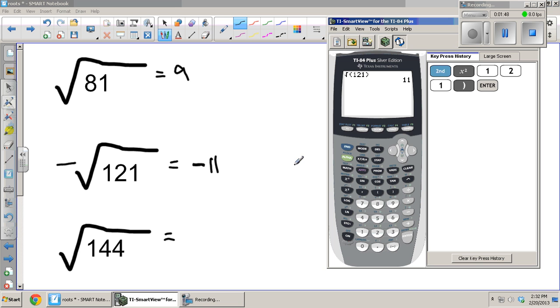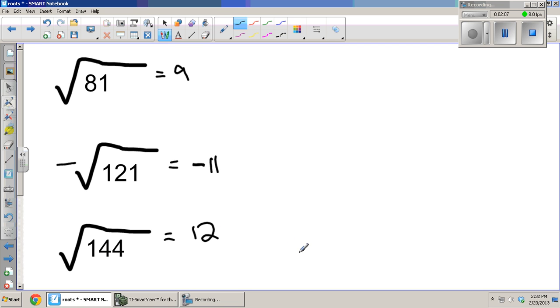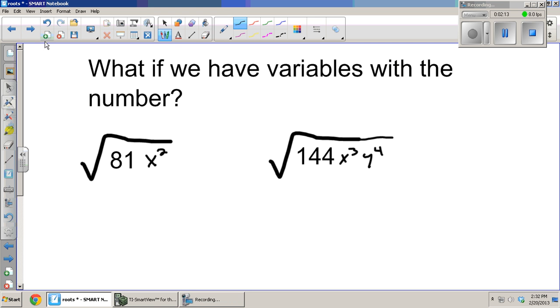The last one, we have the square root of 144. So I hit second x squared, which is that square root. I put in the number 144, close the parenthesis, hit enter, and I have 12. So those are really simple. You've been doing that a while. Hopefully you know this. If not, now you do.